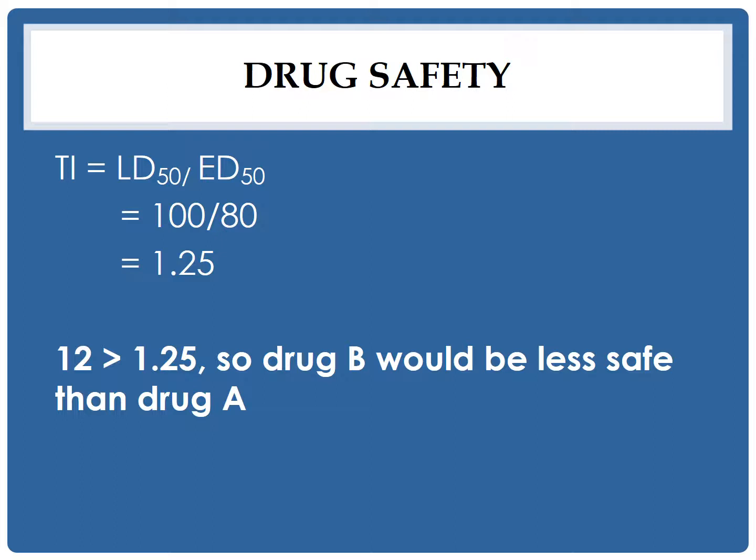That is, the therapeutic index of 12 means that you've got a lot higher window in which the drug is efficacious and not lethal. You want that therapeutic index to be as high as possible, meaning you've got a lot of leeway in a drug being efficacious without being lethal.